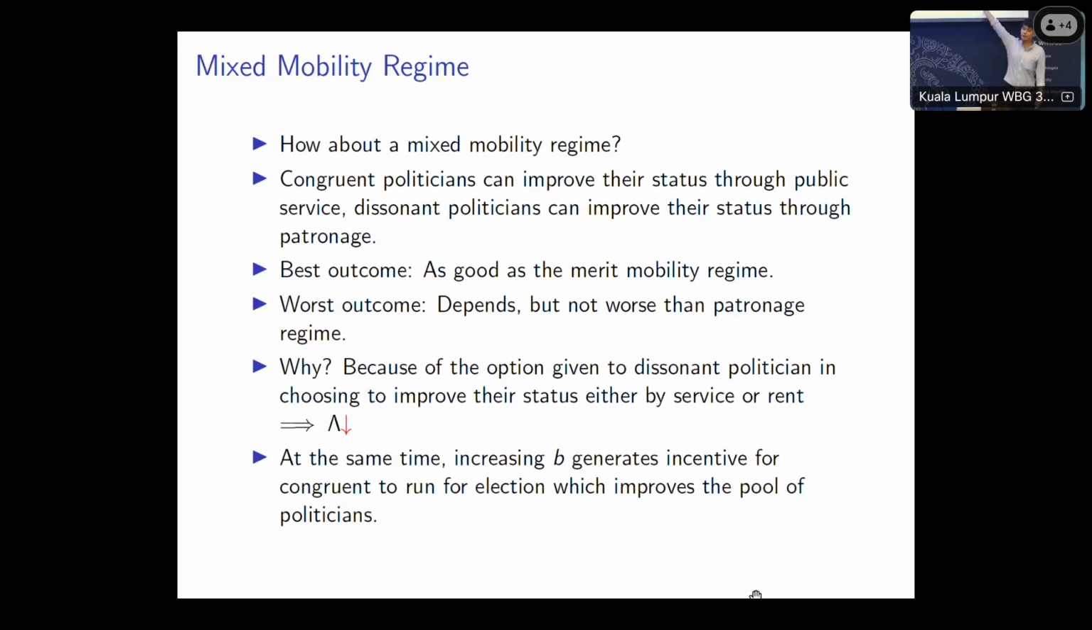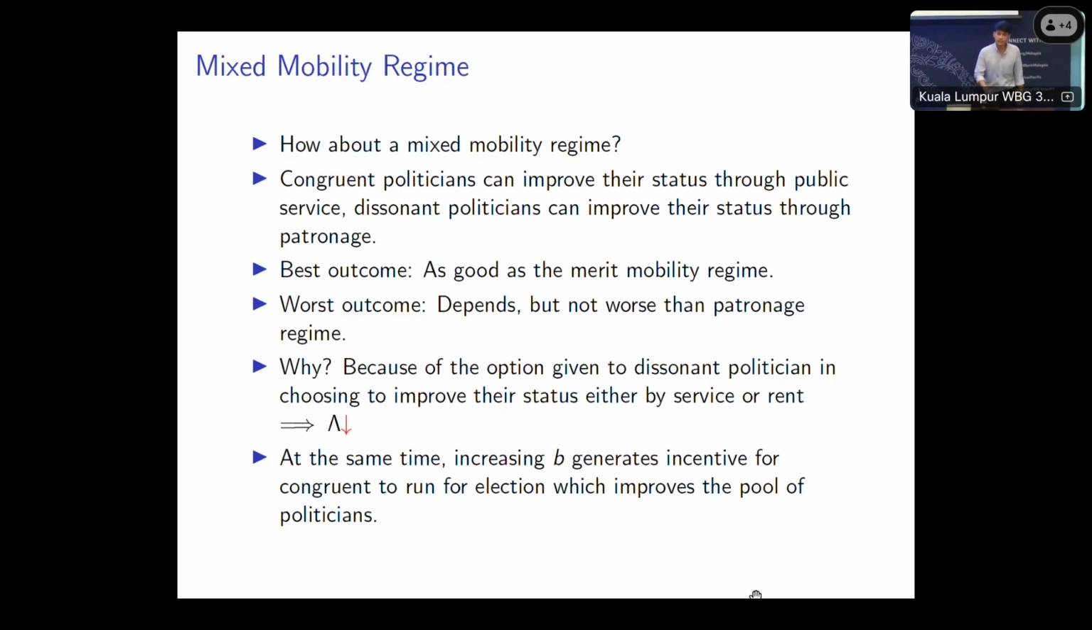So the congruent politicians can improve their status through public service, right? And the dissident politicians can improve their status through patronage, right? So the best outcome in this regime is as good as the merit mobility regime. The worst outcome, it depends, but it's not worse than the patronage regime. The point here is that if you believe that your society has a lot of patronage in it, introducing the merit mobility regime, just having a rule saying, you know what, if you serve 2 terms, you can get the datukship, is better than none at all. So that's the insight of this model.